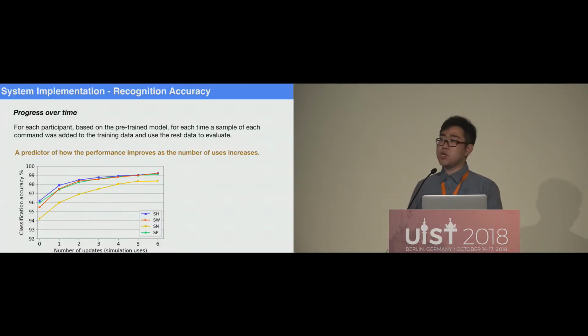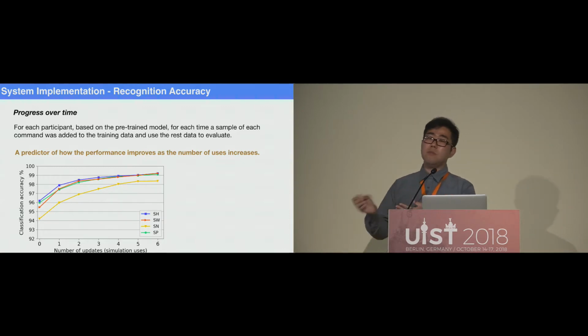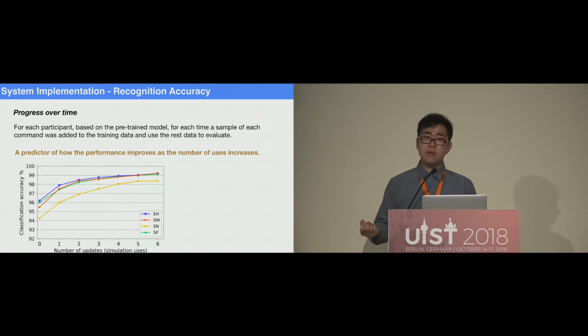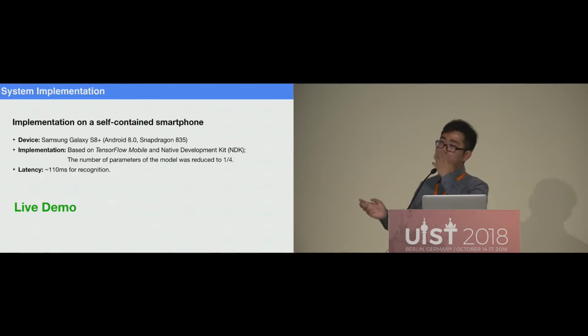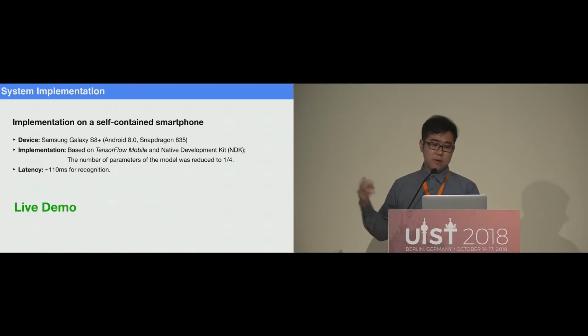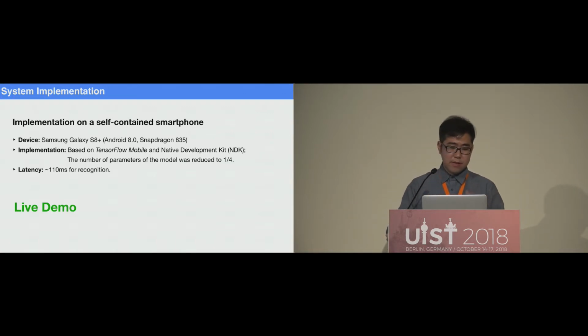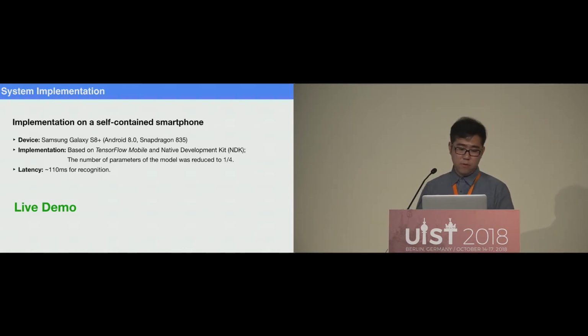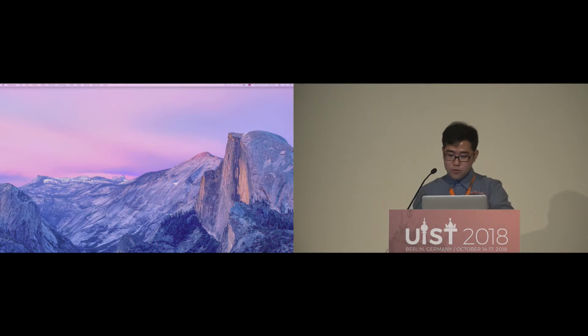We then did a simulation to evaluate the recognition accuracy across time to simulate real-world scenarios when the pre-trained model improves as the number of users increases. And the results show that the accuracy improved significantly and reached about 99% at the 6th update. And as I mentioned above, we have realized the lip interact on a self-contained phone, and it is mostly based on TensorFlow Mobile. And now I'm trying to give a short demo.